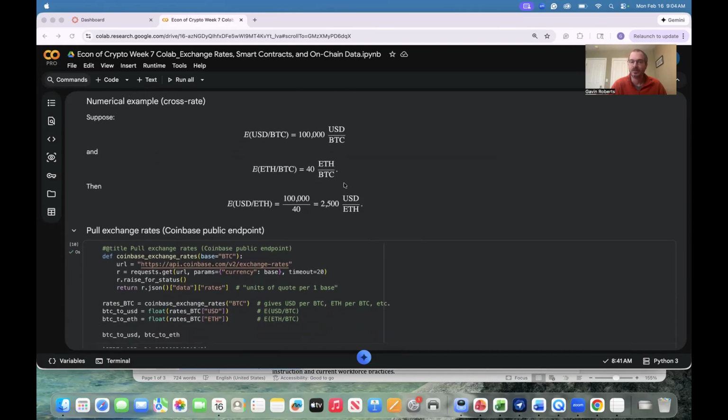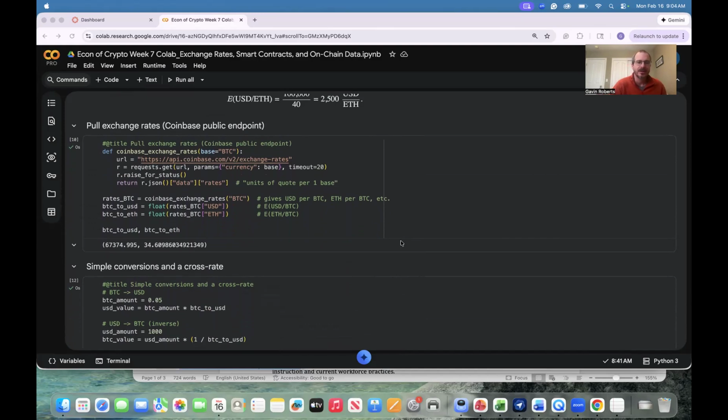Okay? So we only had USD per Bitcoin and Ethereum per Bitcoin, but then we end up being able to get, okay, what does that make US dollars per Ethereum? So here I just have one thing I want to show you about the code, as I believe this may be our first time.